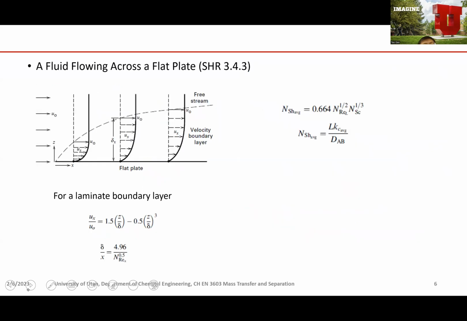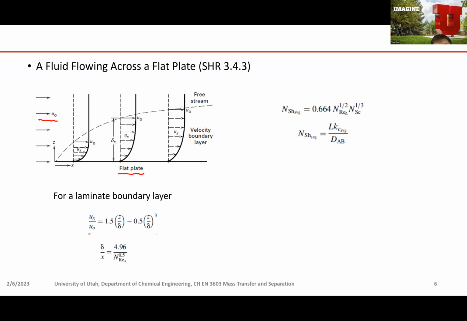So the second scenario is a fluid flowing across a flat plate, right? In this case, we know when the fluid flows across a flat plate, it will develop a velocity boundary layer, right? Outside the boundary layer, the fluid velocity will be the initial velocity when it just encounters this flat plate. But in the velocity boundary layer, your velocity will be dependent on the distance from the flat plate, right?